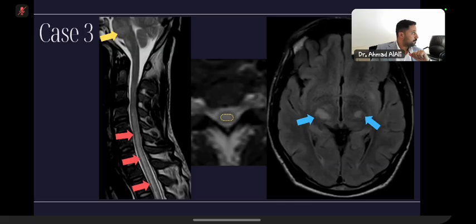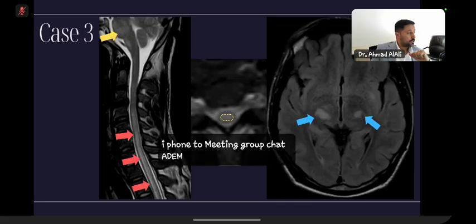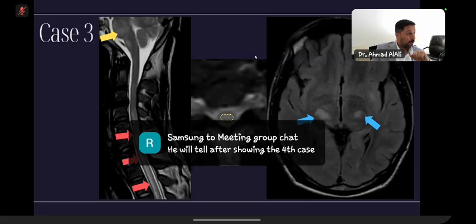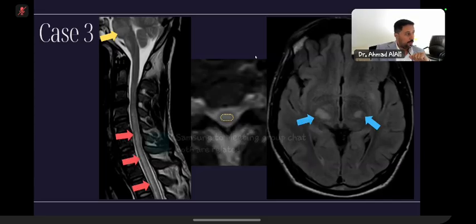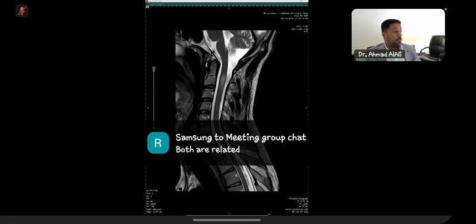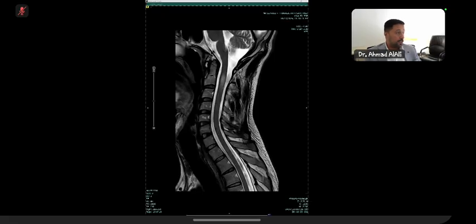Right, so this is a patient who presented with exactly the same symptoms. He's a young patient. Now you can see the sagittal images, I believe. He's a young patient who presented with numbness in the upper limbs. Please go through the images and tell me what you can see.